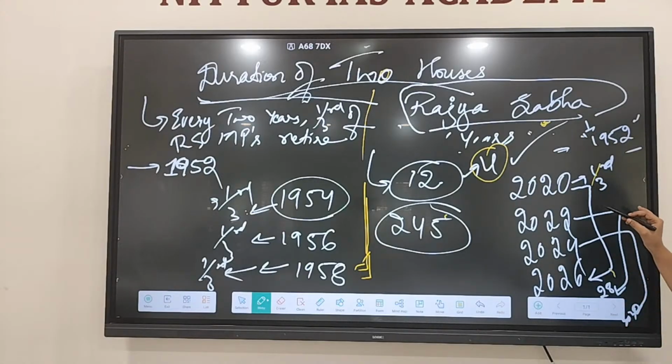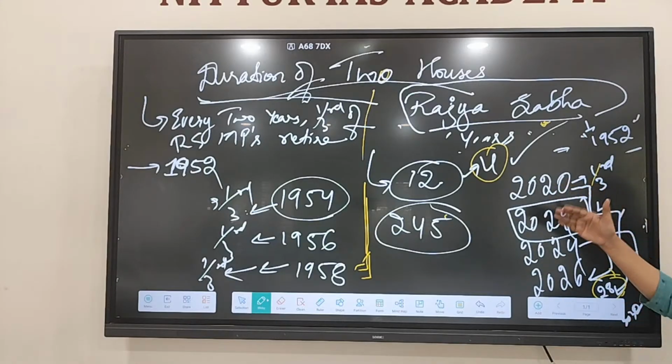Okay, think that the election took place in 2022. 4 MPs will get retire, 4 MPs will get re-elected. Again, here also it is permanent. Okay, they will serve for 6 years. Those who were elected in 2022 will serve till 2028, for 6 years. Understood? It's divided like that.